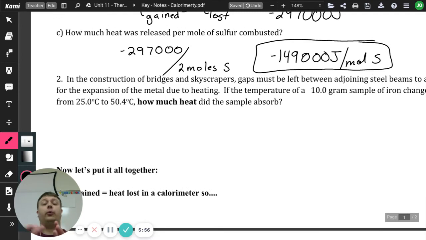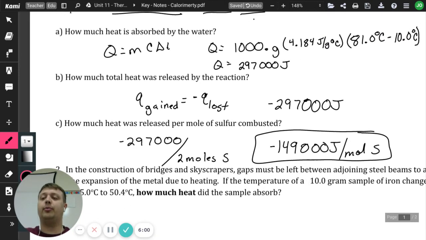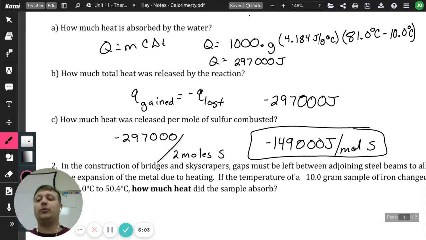Thinking back along that same line, the big idea we're looking at here is that my energy lost equals my energy gained. When I looked at this reaction, I found out my energy gained was 297,000, so that tells me my energy lost is negative 297,000. And if I wanted it per mole, I know there were 2 moles, so I divided it by 2.